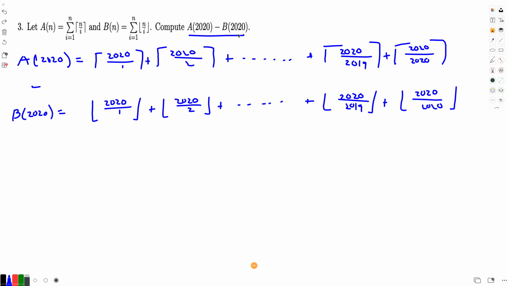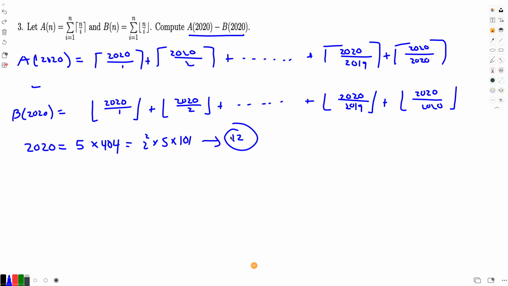So first, let's find the number of divisors of 2020. To do that, we need to prime factorize 2020. 2020, let's see, 5 goes into it, and then from 5 we have 404. Yeah, 404. And then 404 is 101 times 2 squared, so it's 2 squared times 5 times 101. From this we have 2 plus 1 is 3, 3 times 2 times 2, we have 12 divisors.